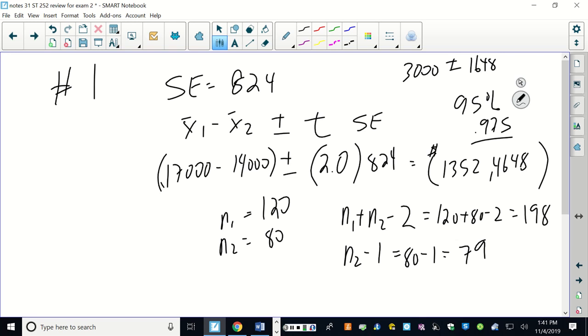Another way that a problem like this might be presented is I might give you the two standard deviations. So I might give you, let's go one more. Okay?